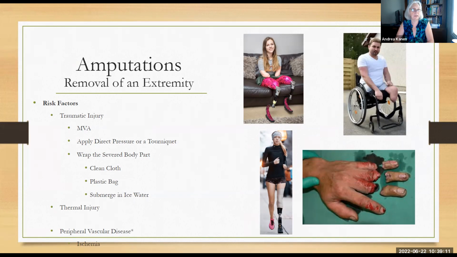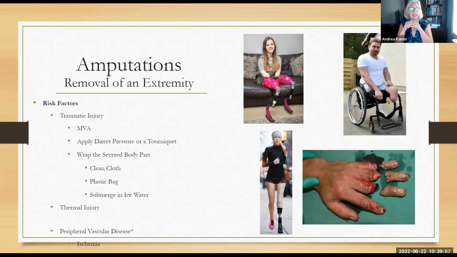Amputations are usually either because of a significant traumatic injury like car accidents, or because of cardiovascular or neurovascular issues. So if you come upon this out in the field, then you definitely want to apply direct pressure or a tourniquet, because if the artery has been severed, then every time the heart beats, you're just pumping blood right out of the body. So it is critical to tourniquet or tie off that blood flow until you can get help.